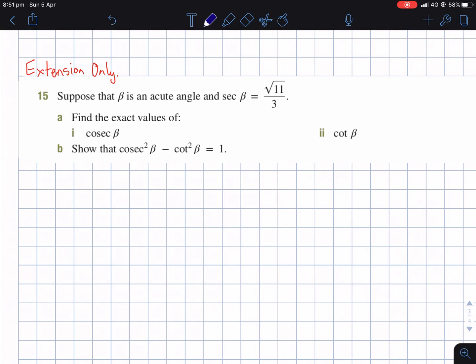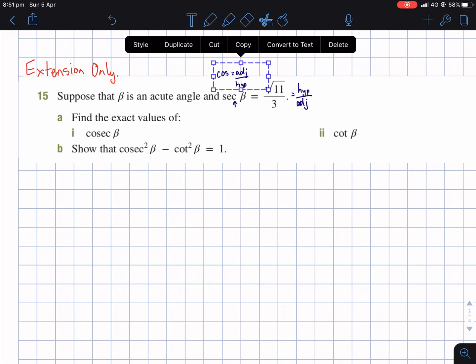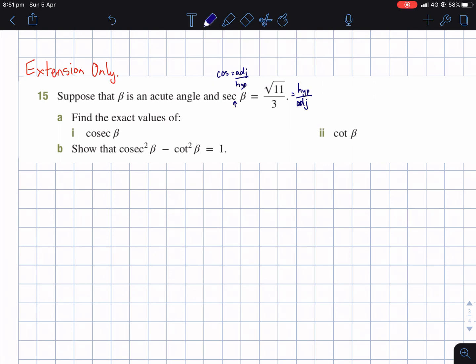Now we're having a look at question 15. Sec beta. Now don't forget sec is the opposite of cos. So if cos is adjacent over hypotenuse, then this is the hypotenuse over the adjacent. Okay, so they want us to figure out cosec and cot.